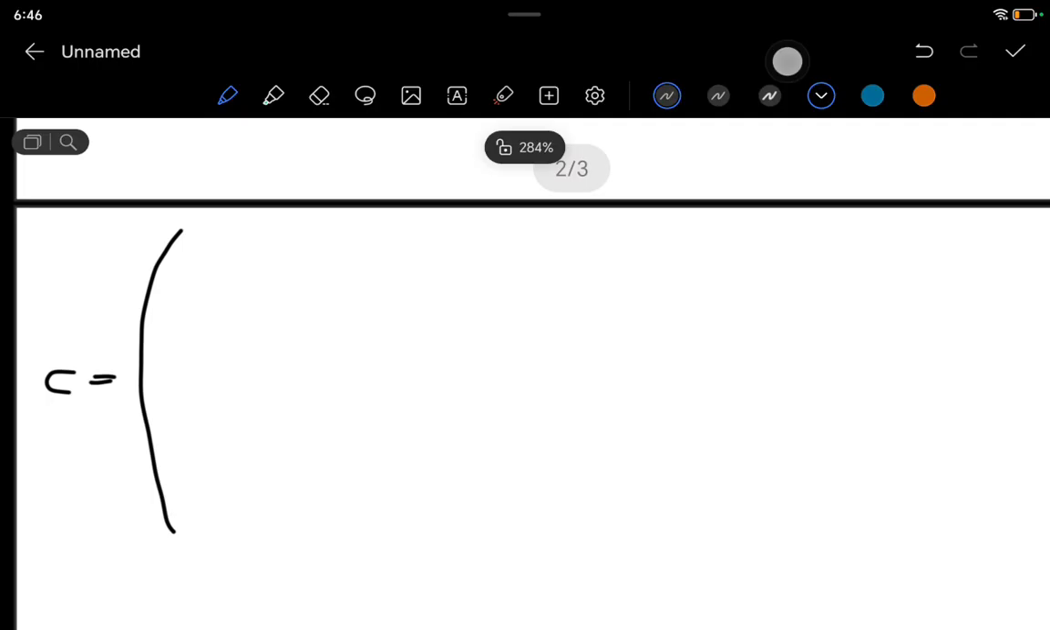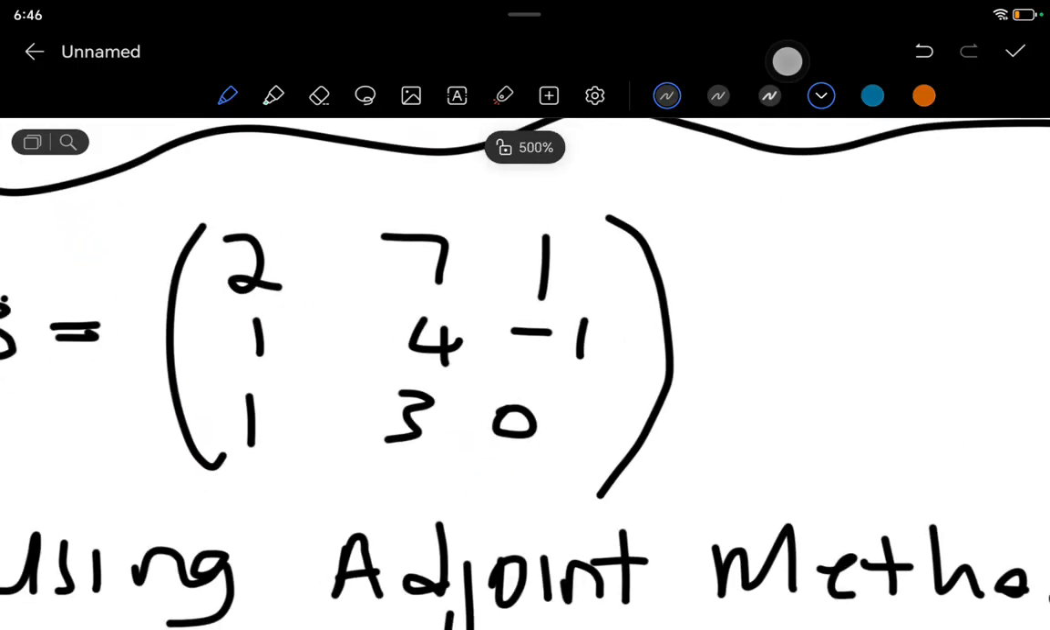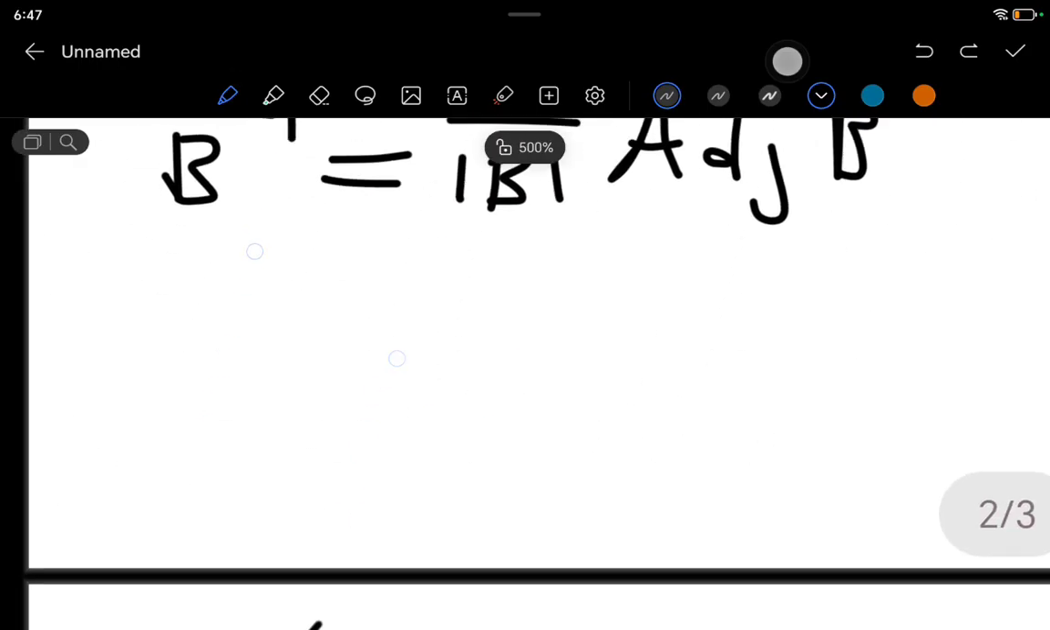So for me to find this, let me show you something here. The signs are always going to be positive, minus, positive, minus, positive, minus, positive, minus, positive. So I'm just going to use that rule for a cofactor, right? Now let me write the formula for a cofactor. How to find the cofactor?